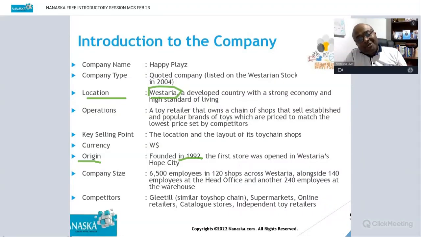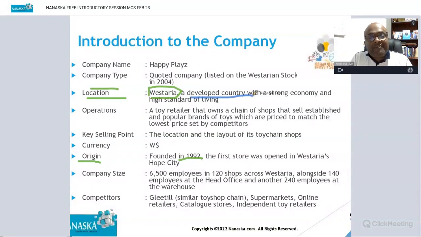So I don't know whether these toys are manufactured by our company or outside. I don't know. We can figure it out. We are in the West area. Location. Can you see location? We are in the West area. Let me mark that in blue.